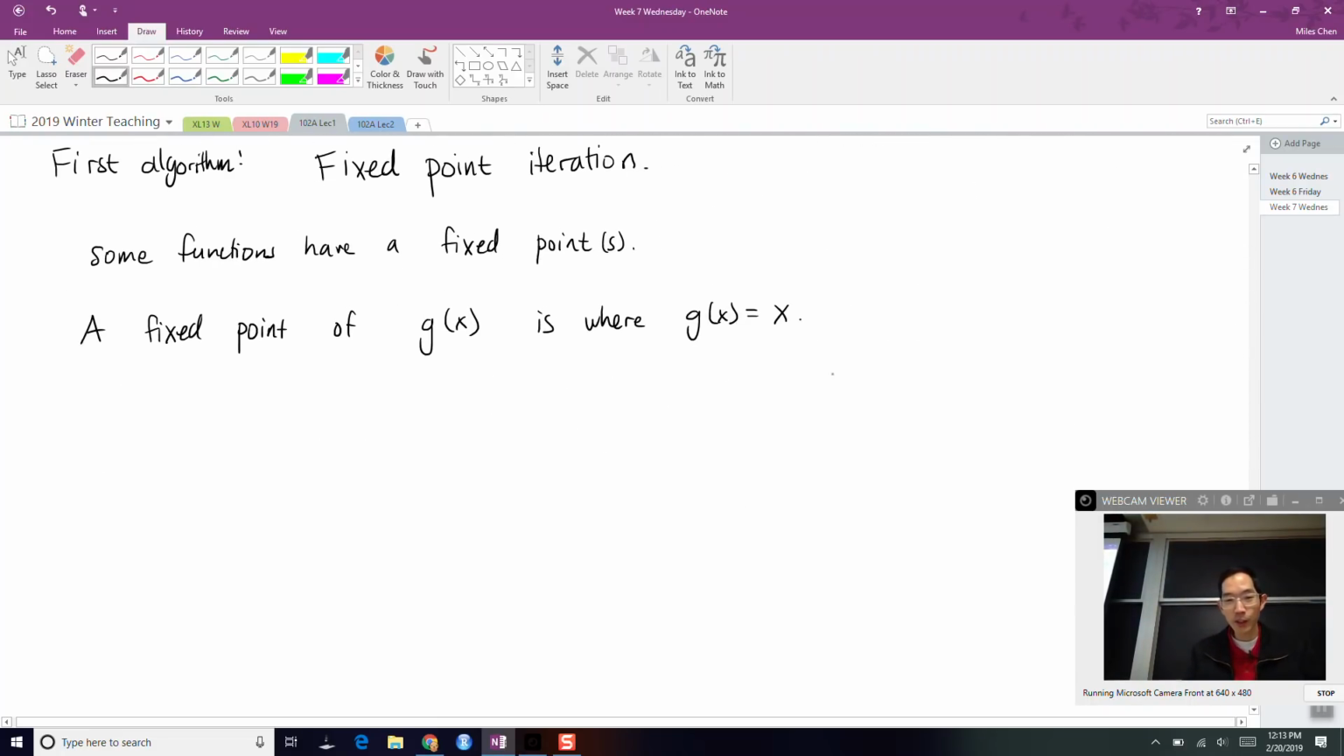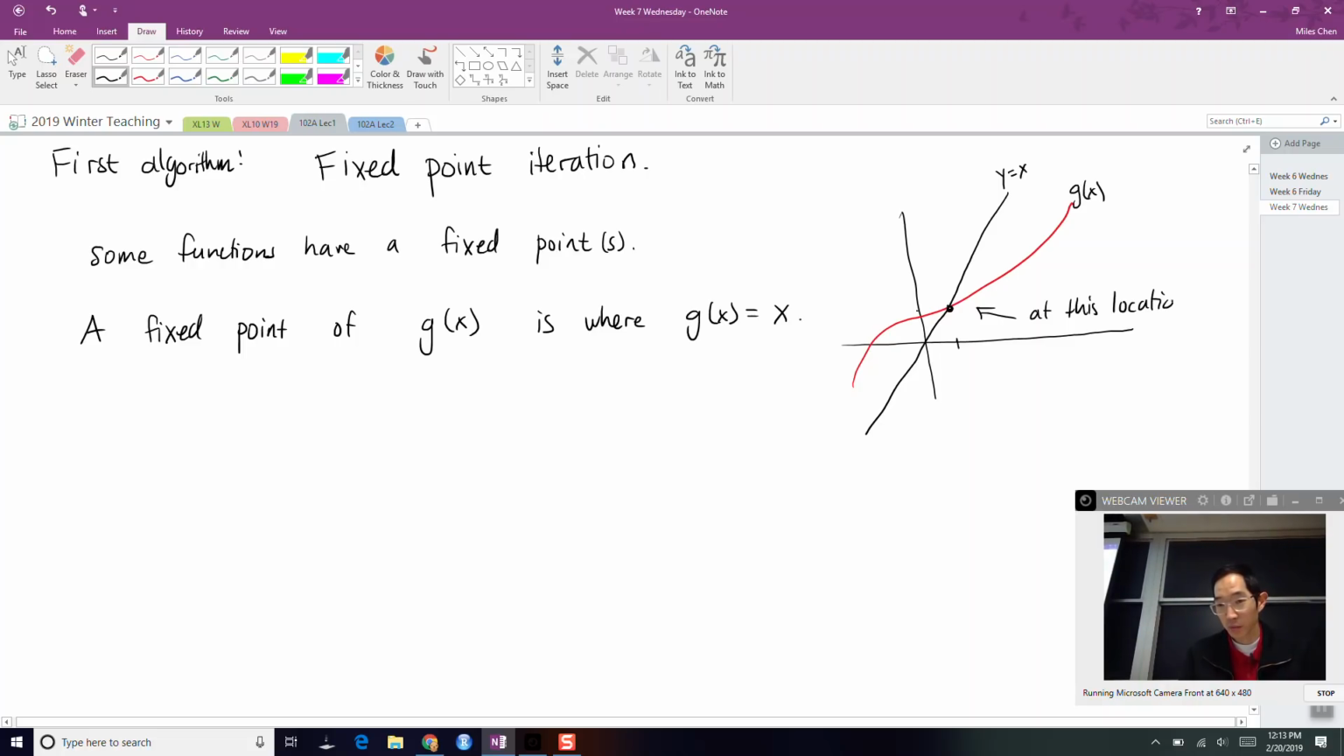All right. Over here, a fixed point is, maybe you've got some function like this, and the fixed point is right here. So if this is y equals x and this is g of x, this is where g of x is equal to x, all right? So at this location, and that's called a fixed point, all right?